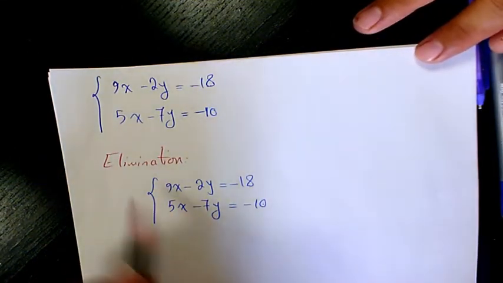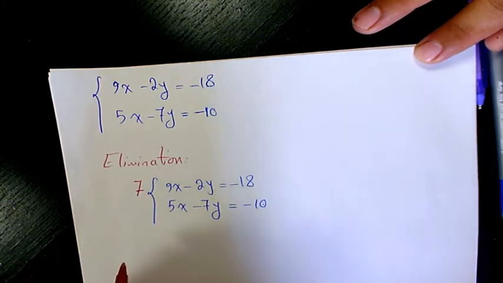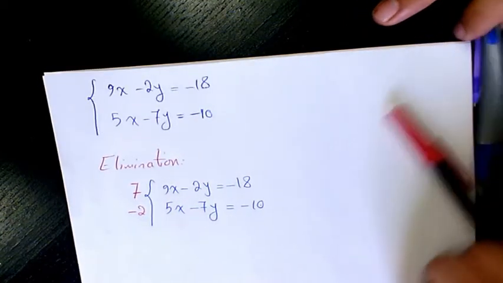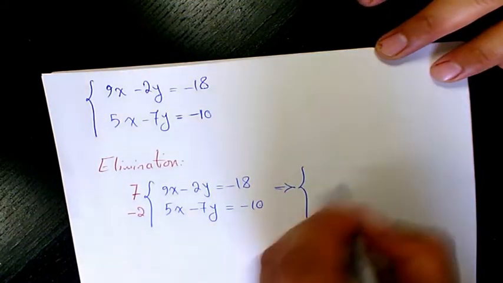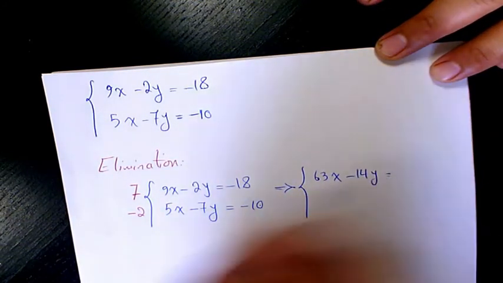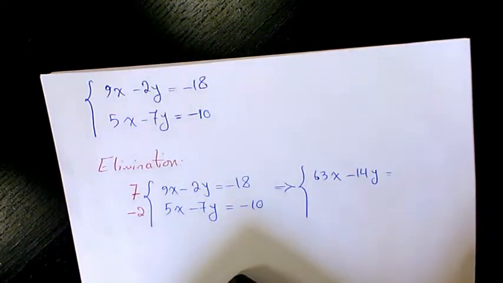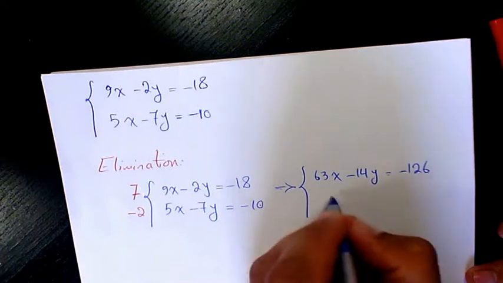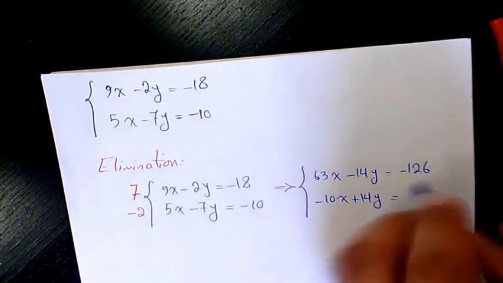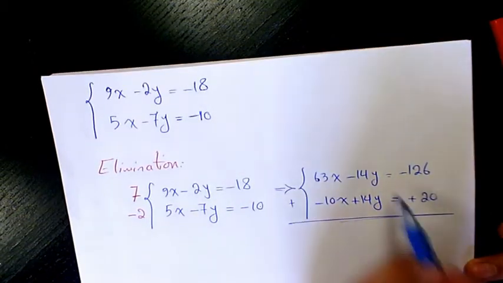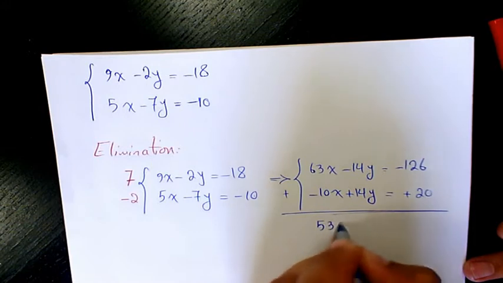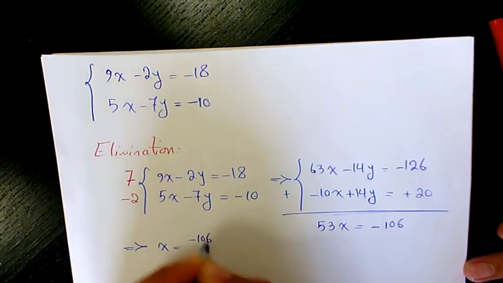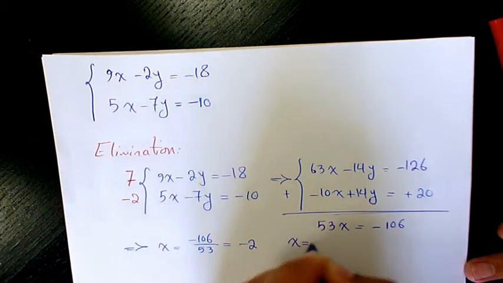So what I can do is multiply the first equation by 7 and the second one by negative 2. Therefore, that's going to be 63x minus 14y. Negative 18 times 7 is going to be negative 126. Negative 10x plus 14y equals plus 20. When you add them, these two cancel out, and we have 53x, and here we have negative 106. Therefore, x equals negative 106 over 53, which is negative 2. So x is negative 2.